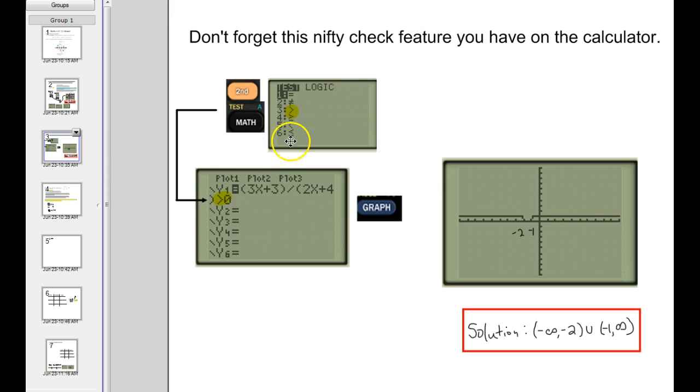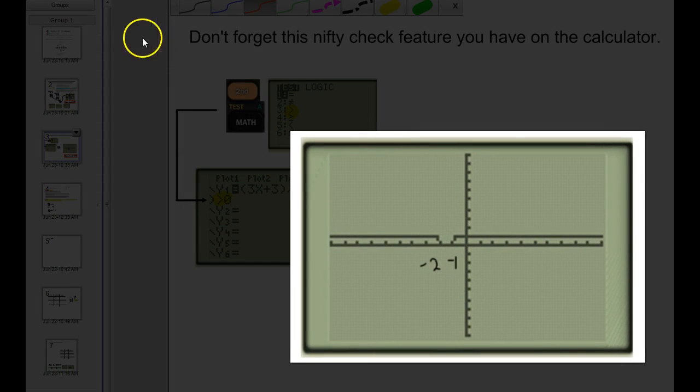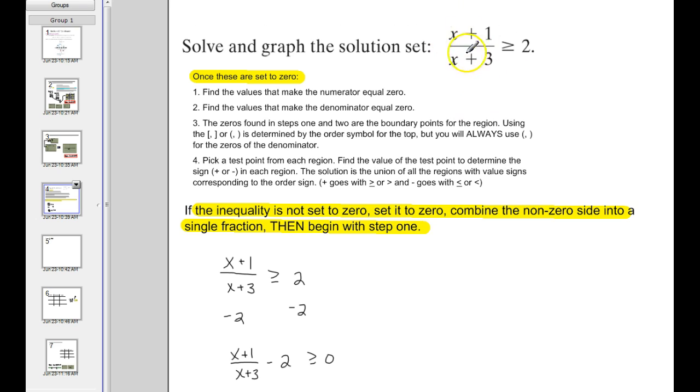Okay, and don't forget this little nifty trick. Remember the test menu, second math is the test menu. You have the order symbols underneath there. So you can put it in, and then instead of just hitting graph, you can do is greater than 0. You could actually write the inequality, and it'll graph the solution set. So negative infinity to negative 2, negative 1 to infinity. So there's my solutions.